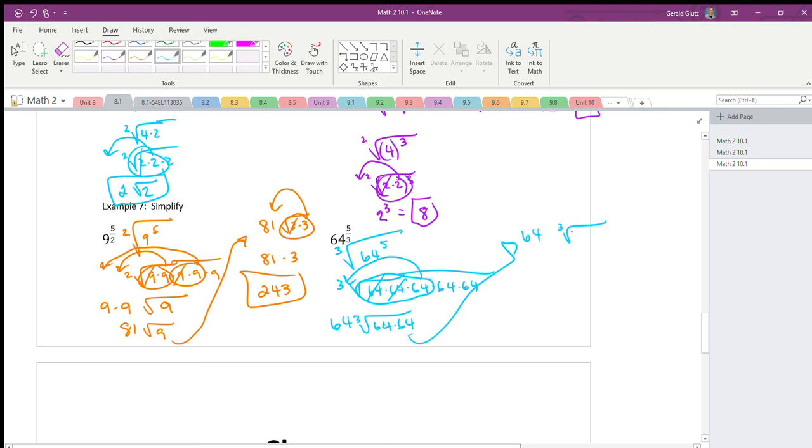But I know that 8 times 8 is 64. So 8 times 8 is 64, and then 8 times 8 is 64. So I got 3 8s. 2 of those go away, 1 comes out. So 64 times 8. We still have an 8 inside.